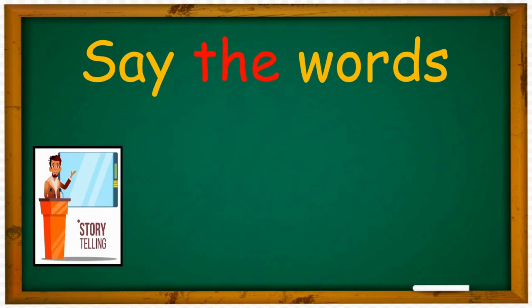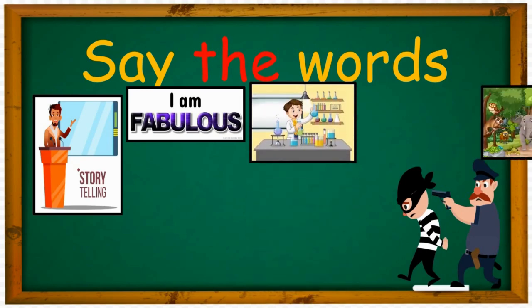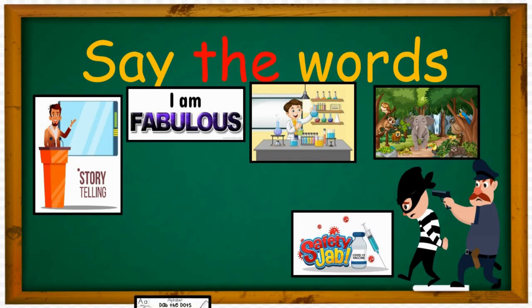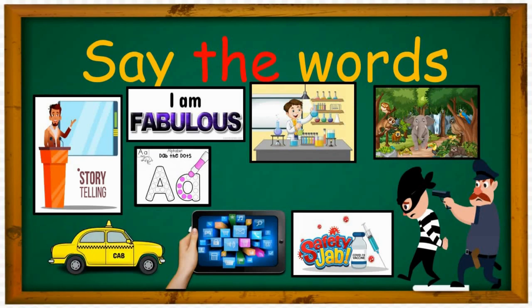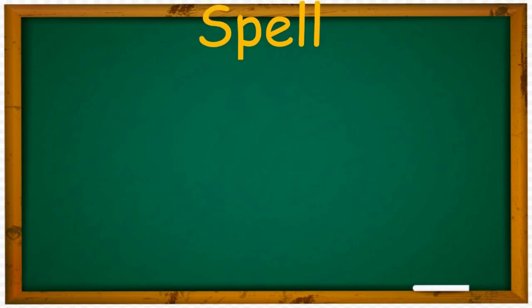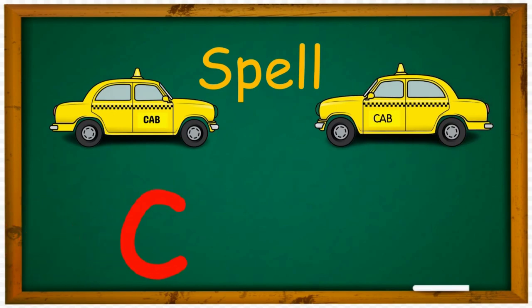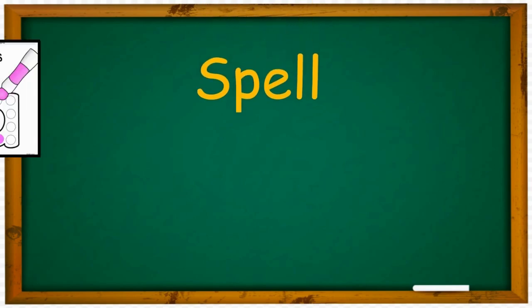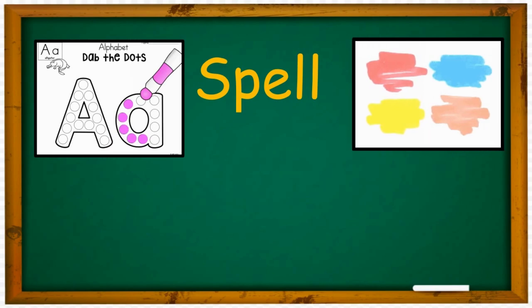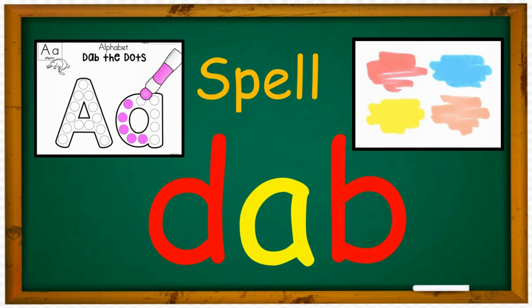Say the words. Spell cab. Cab. C, A, B. Cab. Spell dab. Dab. D, A, B. Dab.